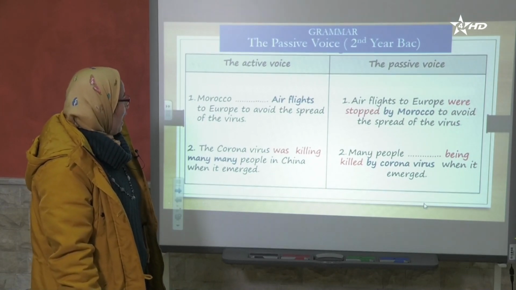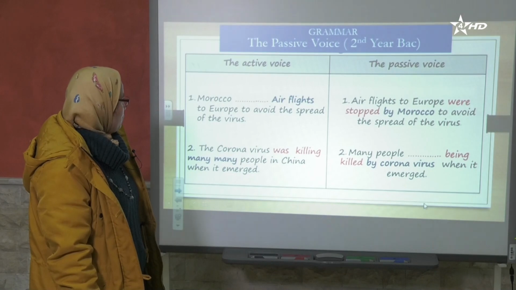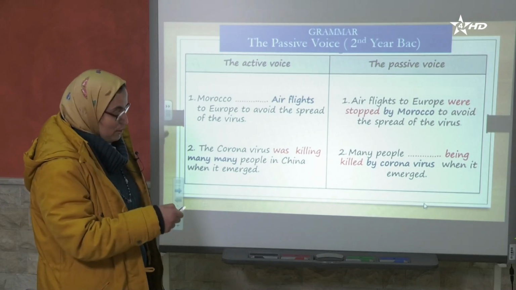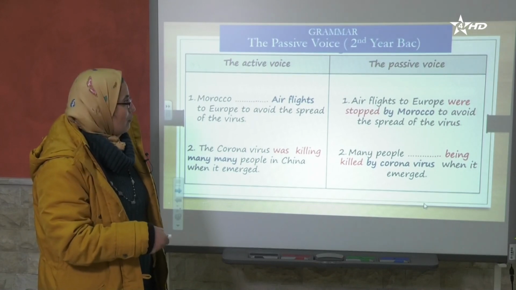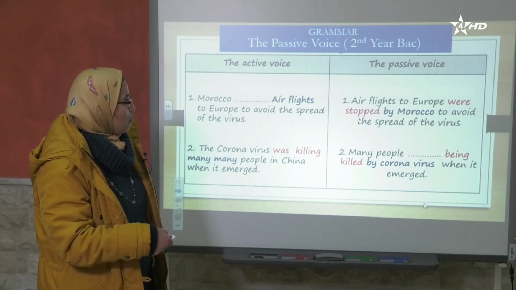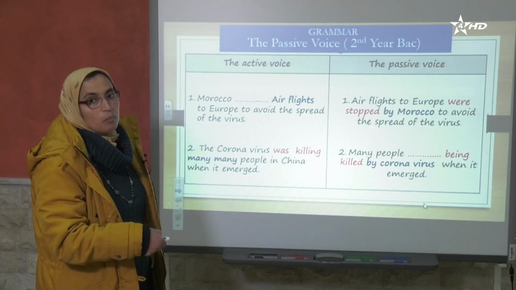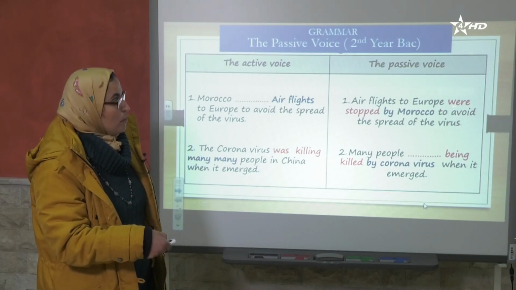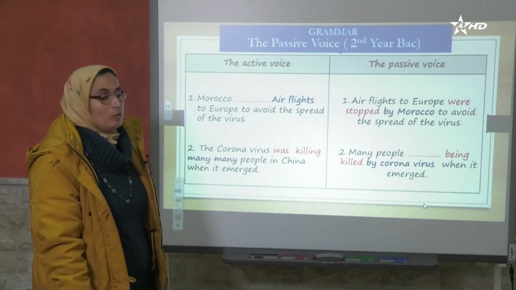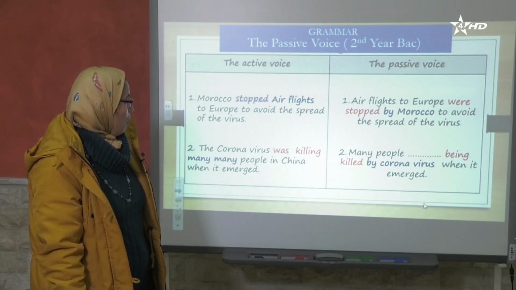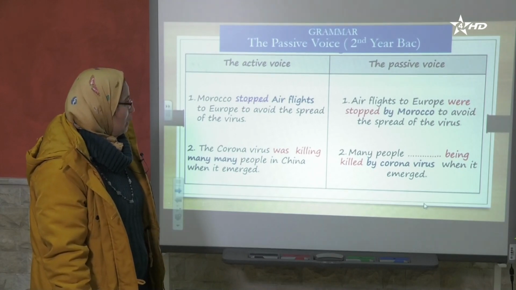Morocco air flights to Europe to avoid the spread of the virus. Here we have the passive form and we need the active form. So were stopped: to be is in the simple past. So the verb here needs to be in which tense? Any idea? Yes, stopped.